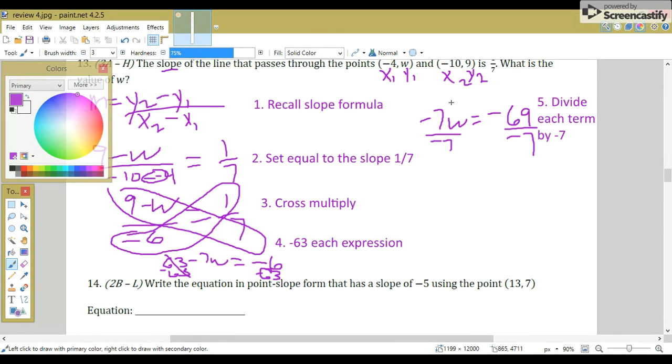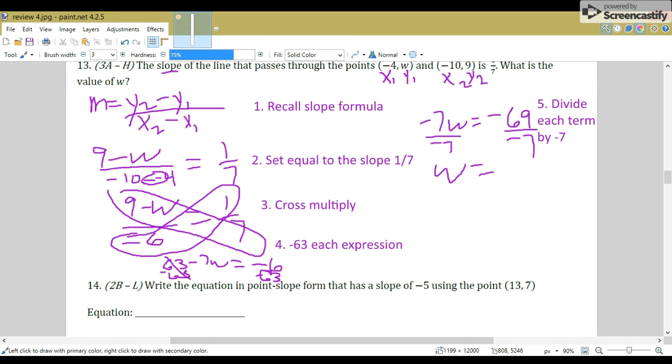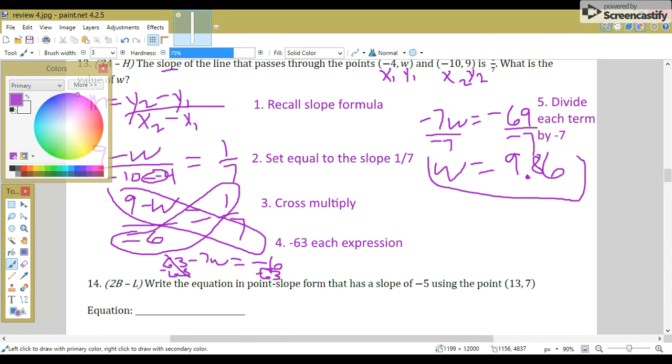To get w by itself, we divide each term by -7. So when you divide by -7, w divided by -7 is 1w. And the two negatives make a positive. 69 divided by 7 is approximately 9.86. So that would be w.